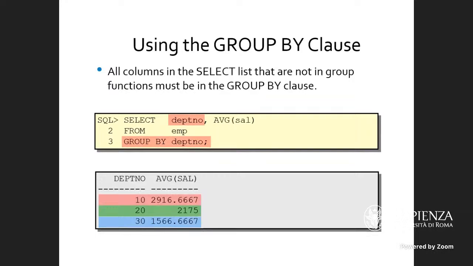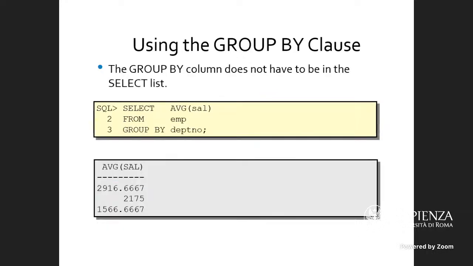So we have the group by clause: all columns in the select list that are not in the group function must be in the group by clause. I think I've emphasized that so much. The group by clause column does not have to be in the select statement. These things are very important. Okay, let us go back a little bit now. As you can see, select average salary from employees, and you can just write your group by there. The group by column does not have to be in the select list.